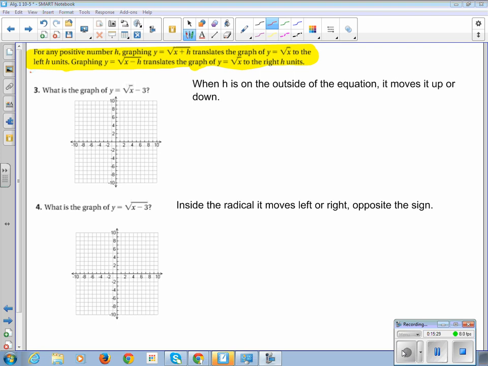So if you remember from our t-chart, we're going to plug in 0, square root of 0 is 0. Plug in 1, square root of 1 is 1. And then we skip to 4 because 4 is a perfect square. Square root of 4 is 2. All right, and then we skip to 9. Square root of 9 is 3. So here is the parent function.